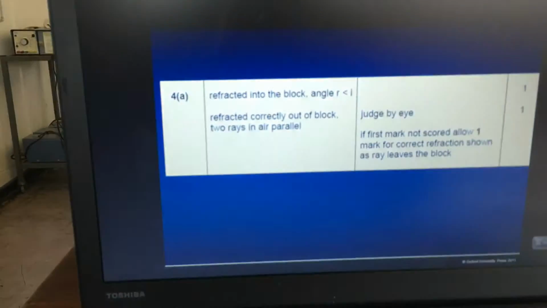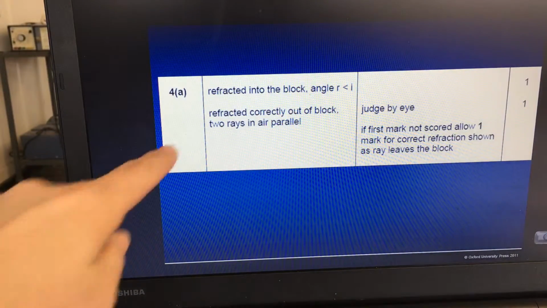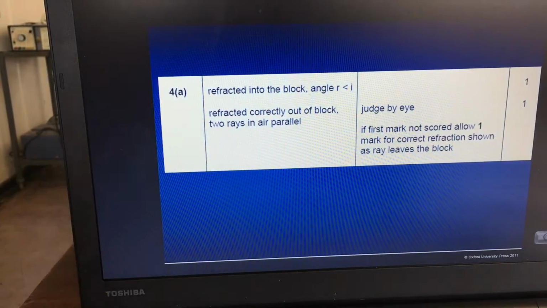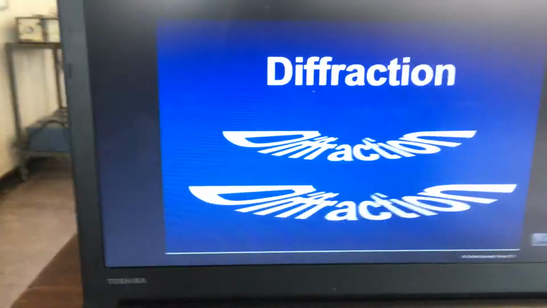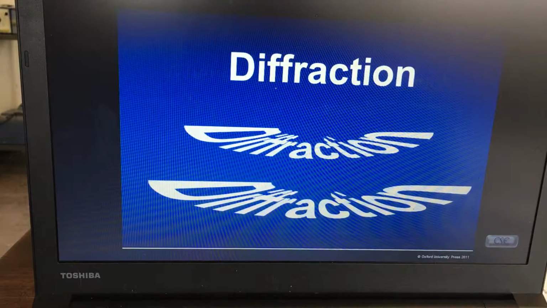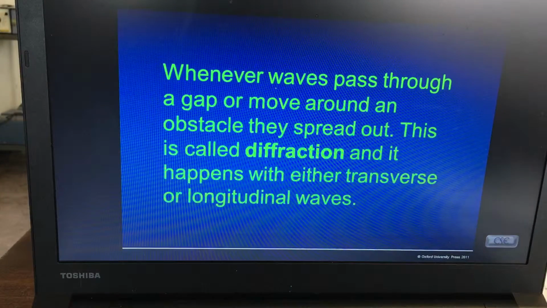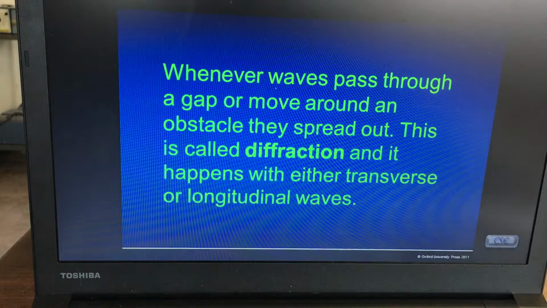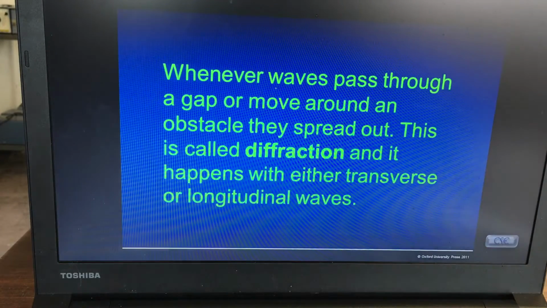So it says there, as long as R is less than I, that's fine. And then the refracted wave, correct, commenting about 2 rays in the air are parallel. 2 marks. Okay, the next one is diffraction, okay? Another little hint. Whenever a wave passes through a gap or moves around an obstacle, it spreads out, okay? That's diffraction. It happens in light and it happens in longitudinal waves and in transverse waves. It happens in both of them. So light, and it does happen in sound.